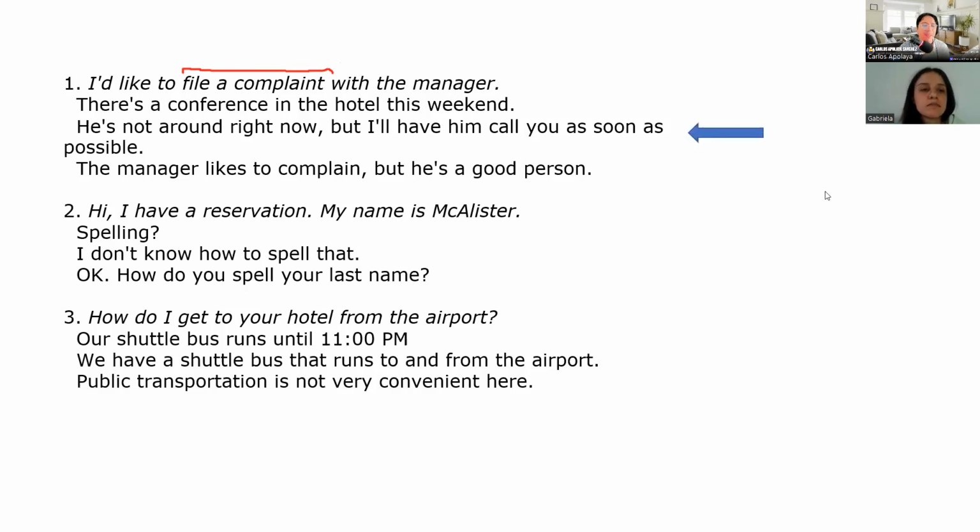That's true. Number 2, I have a reservation. My name is McAllister. Okay, how do you spell your last name? How do I get to the hotel from the airport? We have a shuttle bus that runs to and from the airport. Do you know what a shuttle bus means? Yes, the bus. In the airport, right?